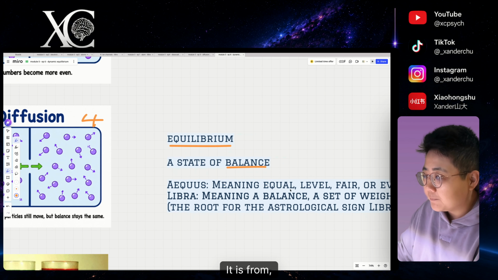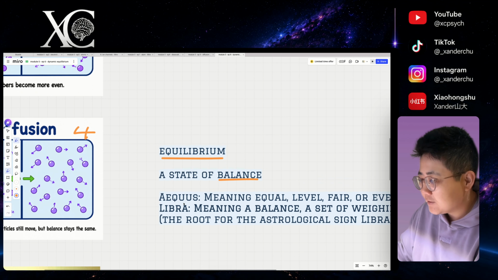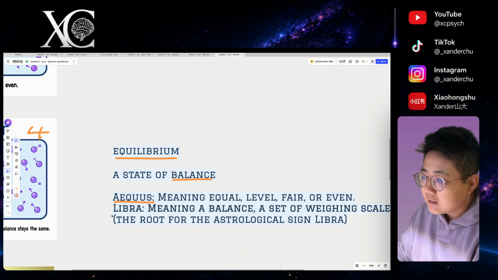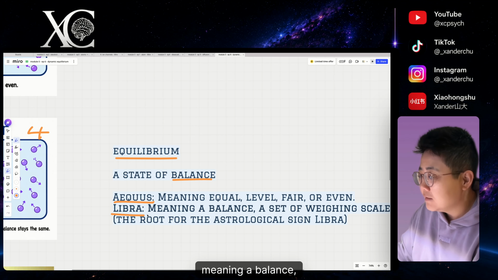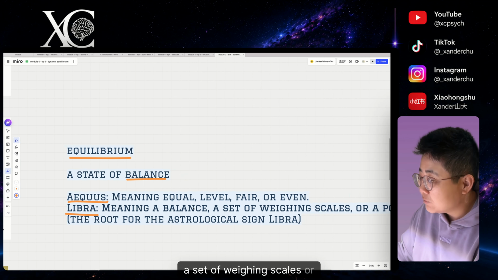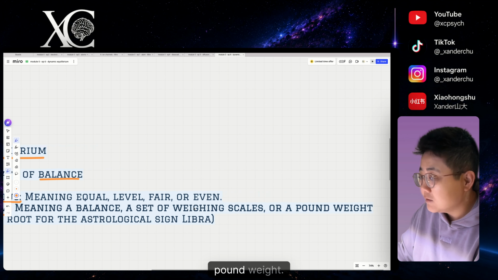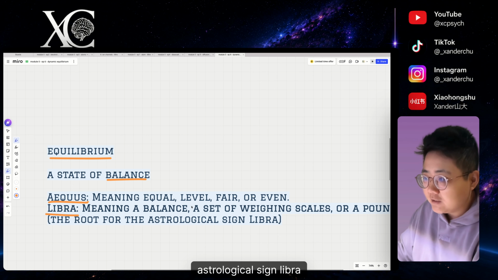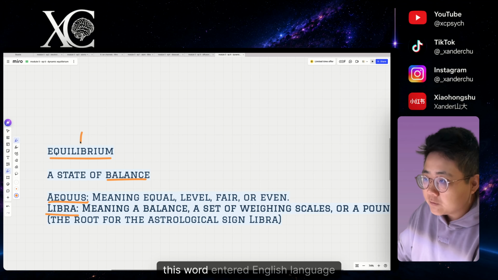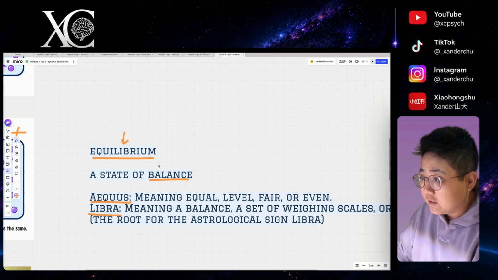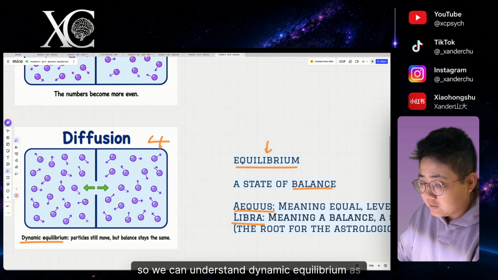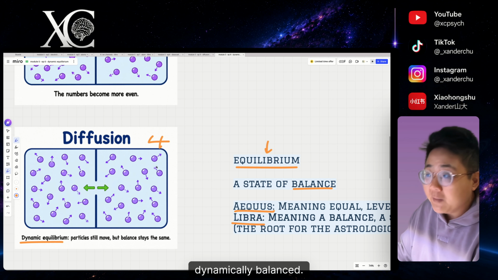It is from two Latin words. Equus, meaning equal, level, fair, or even, and libra, meaning a balance, a set of weighing scales, or a pound weight. This is a root for the astrological sign Libra. Equilibrium, this word entered the English language around the 1600s. So we can understand dynamic equilibrium as dynamically balanced.